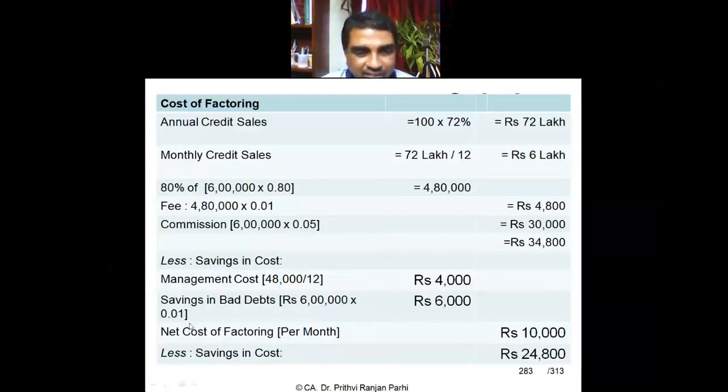Here there is again a typographic error. This line should come down, this line should go off. So the net cost of factoring, how much? 24,800. Is it clear? Okay. So this is one option. If you go for factoring, my cost will be 24,800.